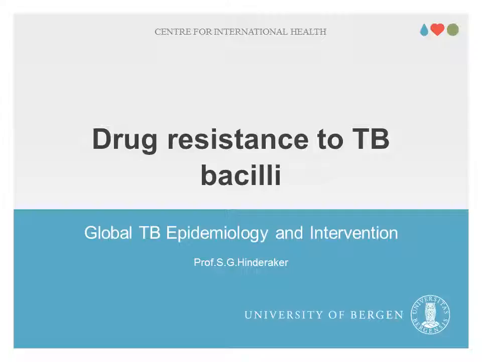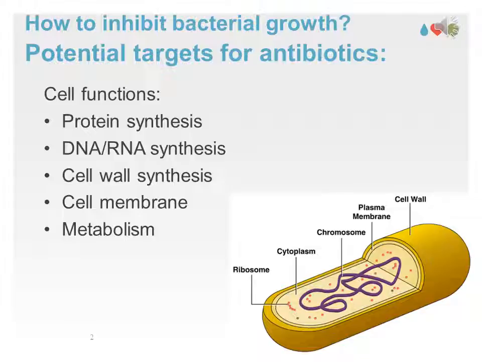In this lecture, I will tell you about how drug resistance develops in tuberculosis. How can antibiotics kill bacteria? An antibiotic generally blocks a specific target in the bacteria and interrupts the bacterial life in this way.